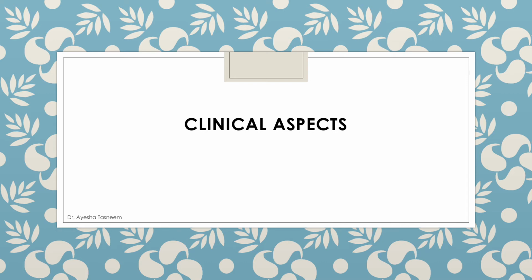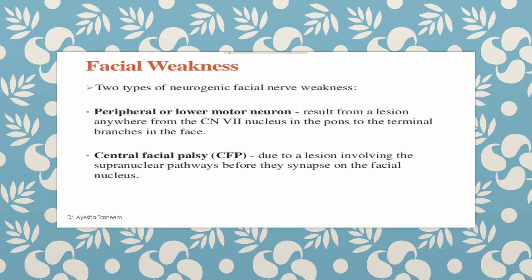Now we come to the clinical aspects of the facial nerve. Firstly, we come to the facial weakness. There are two types. One are the peripheral or the lower motor neuron lesions that result from lesion anywhere from the facial nerve nucleus in the pons to the terminal branches of the facial nerve.